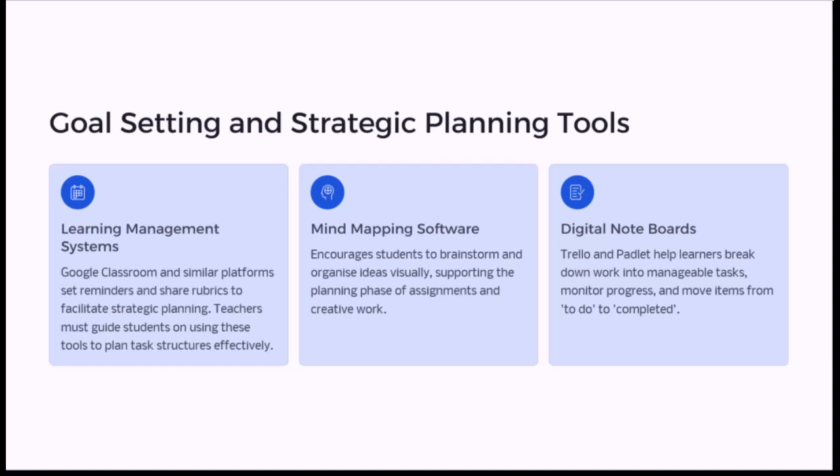For goal setting and strategic planning, learning management systems such as Google Classroom and Microsoft Teams can be used to set reminders, share rubrics or assessment guidelines. This can be used to facilitate strategic planning processes of self-regulated learning. If students are aware of what tasks they have to do, when they have to complete them, and what's required of them, it provides them with the information to allow them to plan successfully.